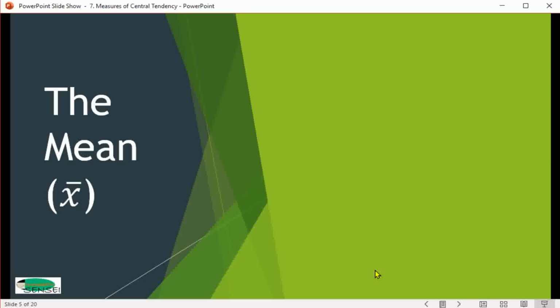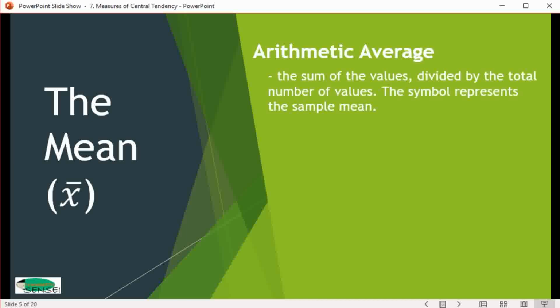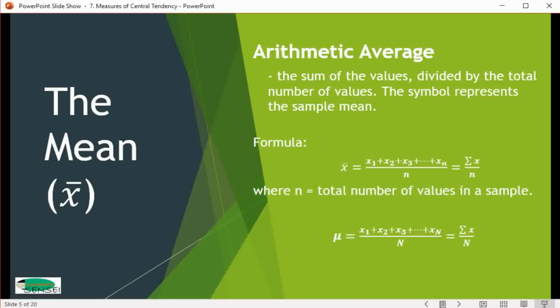So let's start with the first type of measures of central tendency, which is the mean. In other terms, we call it the arithmetic average. And to do that, we have to add everything. We have two ways to present mean. We can have the X bar, which is the symbol for the sample mean, and mu, the Greek letter mu, which is the symbol for the population mean.